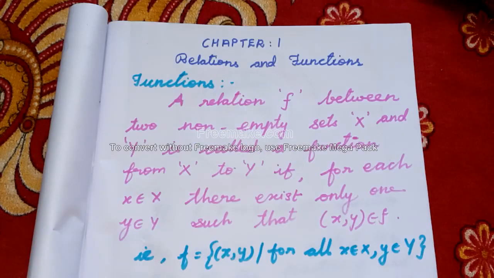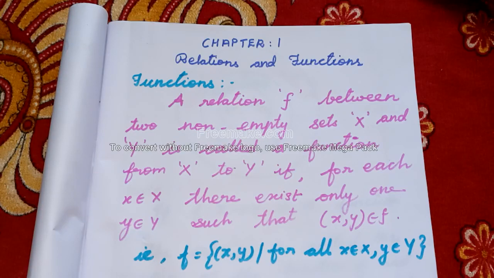Students, already you have learned relation. What's the definition for relation? Relation is a subset of Cartesian product. Is it? Shortly, relation is a subset of Cartesian product. Now, function is a which one? Subset of relation. Function is a subset of relation.